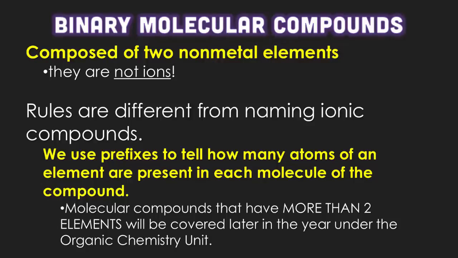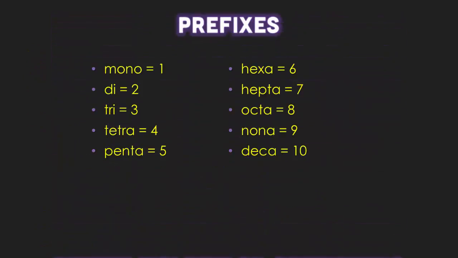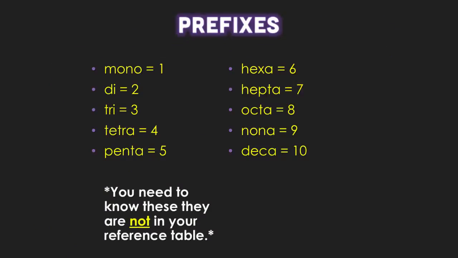of a compound. Molecular compounds, or covalent compounds, that have more than two elements will be covered later on this year in organic chemistry. So these are going to be some of the prefixes that you need to know. You need to know these because they are not in your reference table. So take the time right now and copy down the prefixes and the numbers that they represent. They are incredibly important for when we want to name covalent compounds.